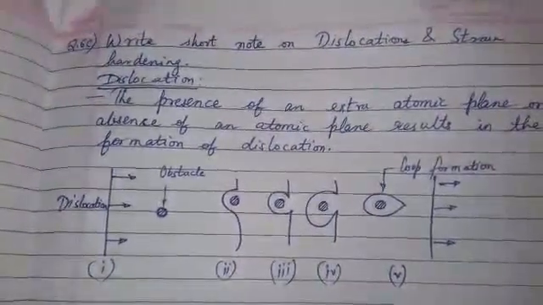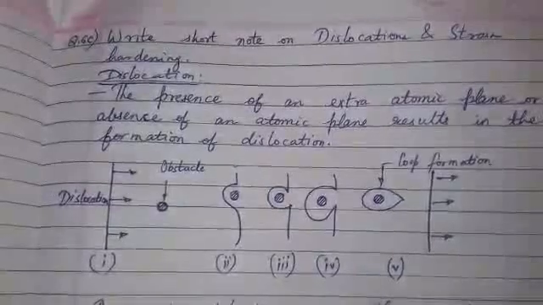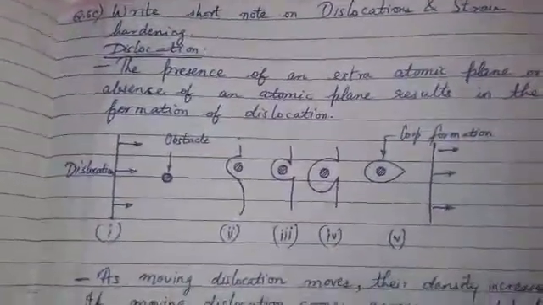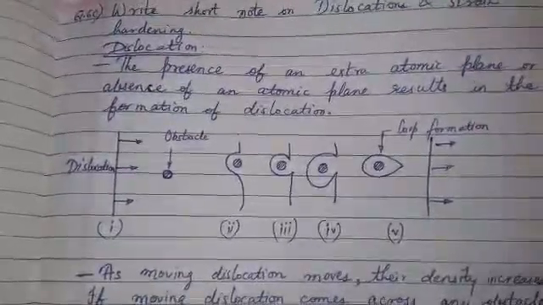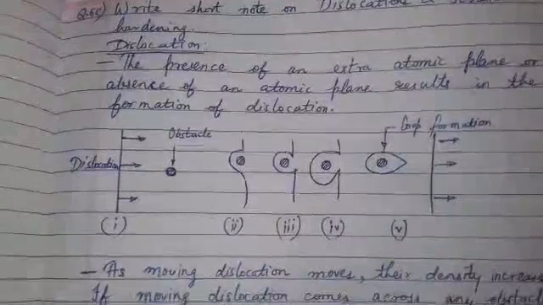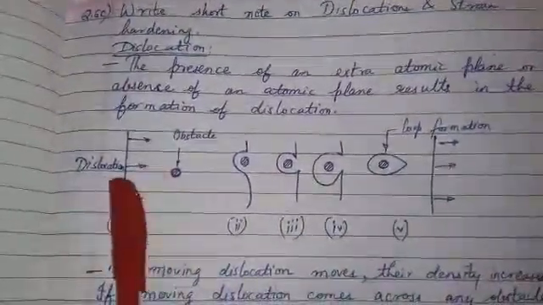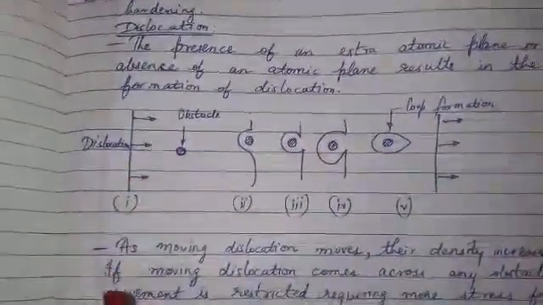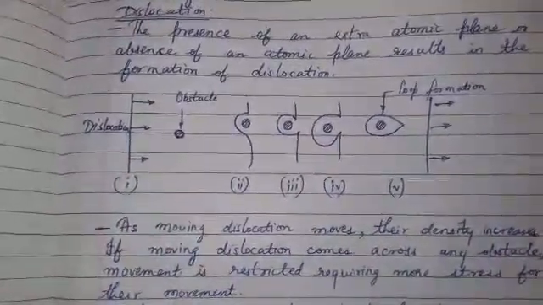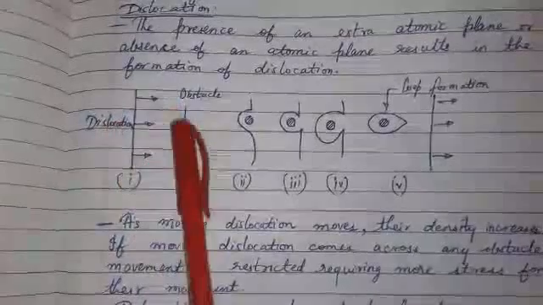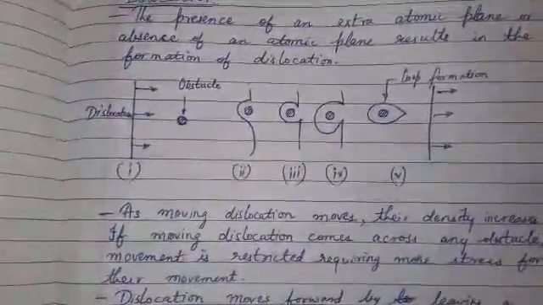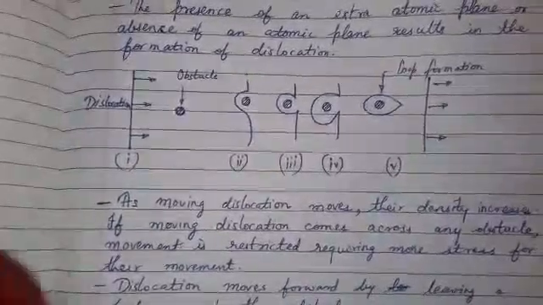Question number 6C. Write a short note on dislocation and strain hardening. Dislocation: the presence of an extra atomic plane or absence of an atomic plane results in formation of dislocation. As you can see over here, this dislocation is traveling. As the moving dislocation moves, their density increases. If the moving dislocation comes across any obstacle, the movement is restricted, requiring more stress for their movement.